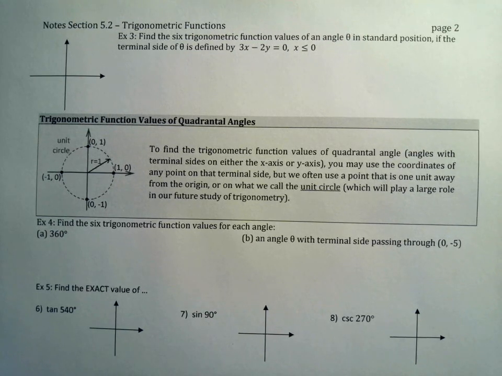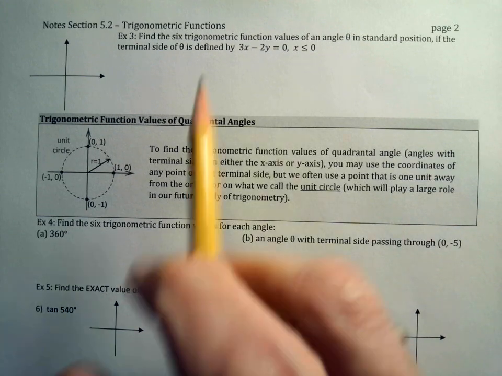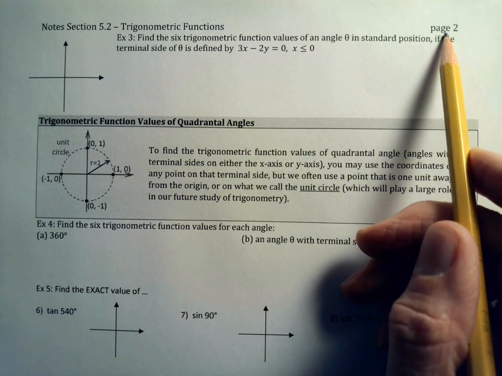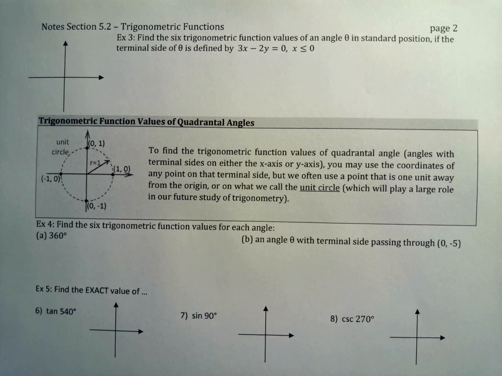All right, this is the notes for section 5.2, trigonometric functions, page 2. So we're dealing with page 2 here. All right, so let's look at example 3.